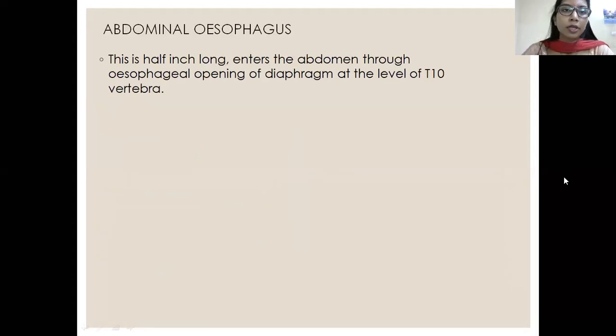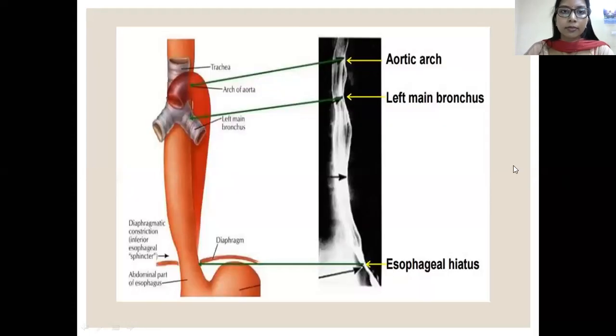Your abdominal esophagus, again, is only half an inch long. Approximately they have given a 1 centimeter detail. It enters the abdomen through the esophageal opening of the diaphragm at the level of the T10 vertebra. So this is how we see it. This is the esophagus, this is the trachea, the bifurcation. This is the arch of the aorta, which continues down as the descending thoracic aorta.